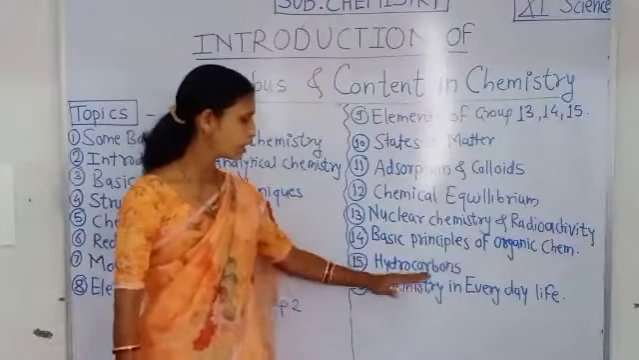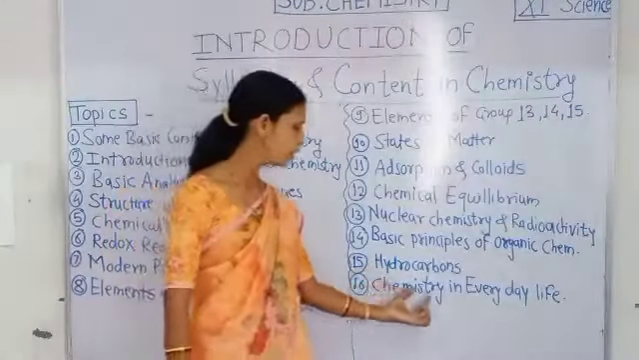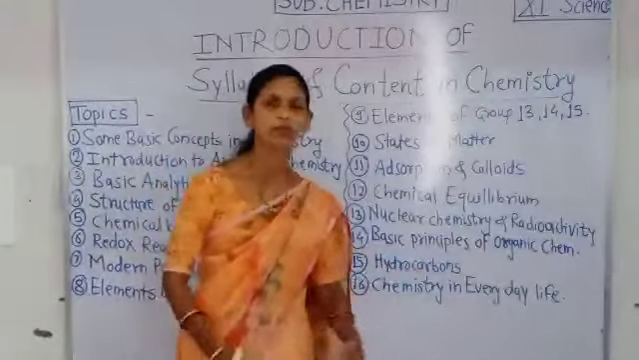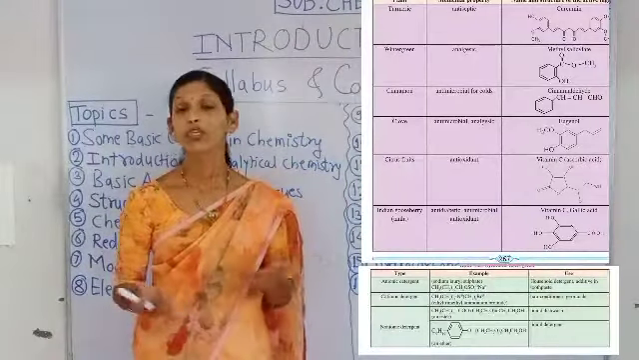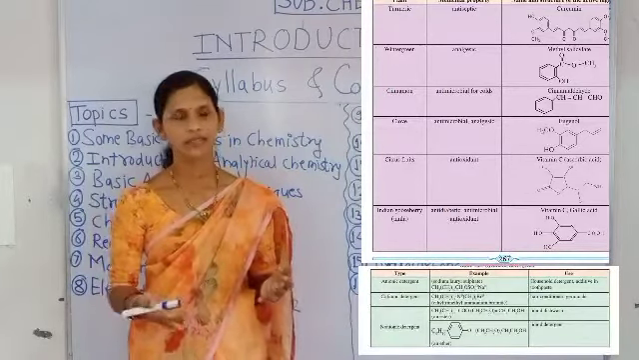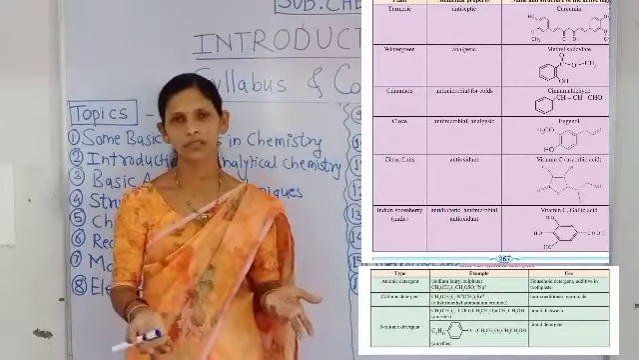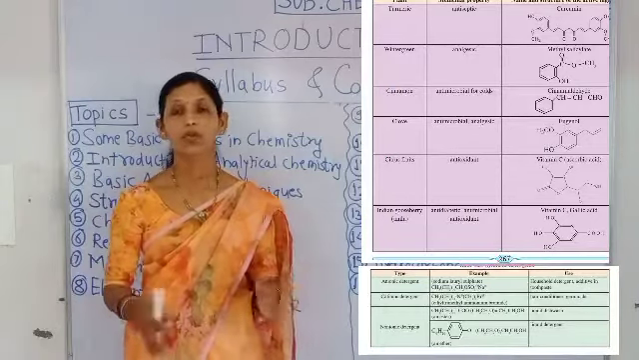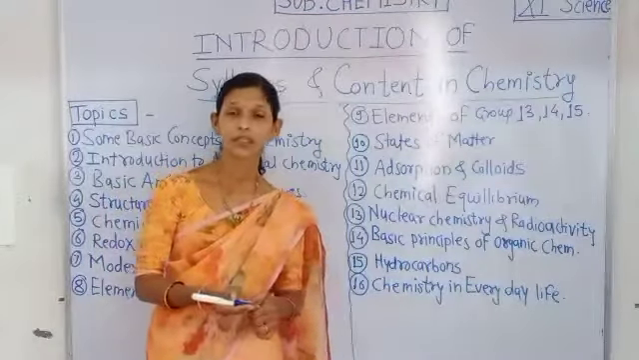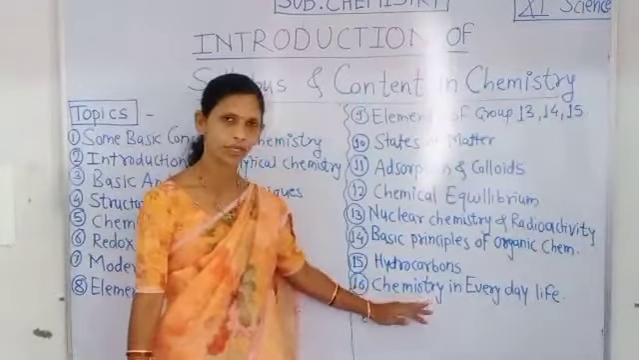Then chemistry in everyday life, that is the last topic, in which, see here, the name itself indicates that we will discuss the chemical compounds which we use in everyday life. We generally use oil, fats, food material, carbohydrates, proteins, vitamins, plastic, rubber. We will discuss those materials here. Soap, detergent, about that we will also discuss in this chapter.